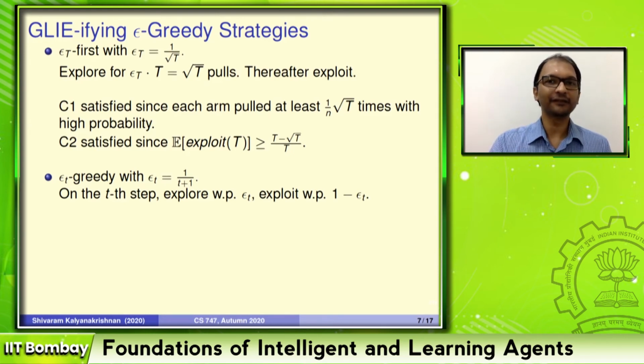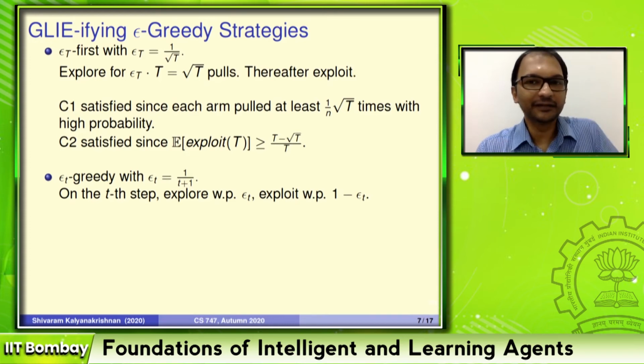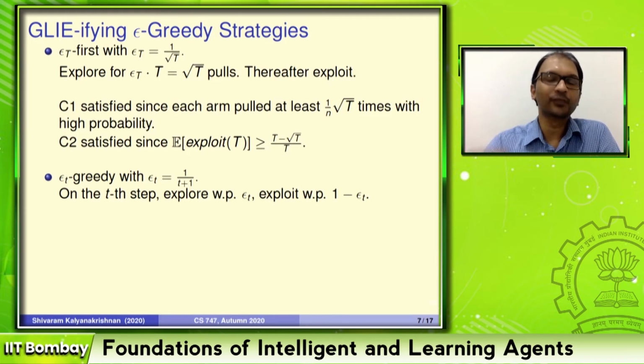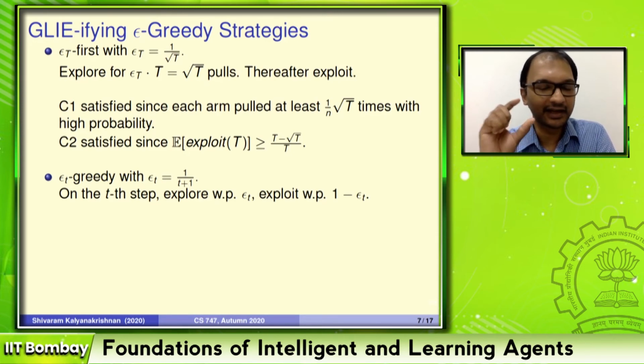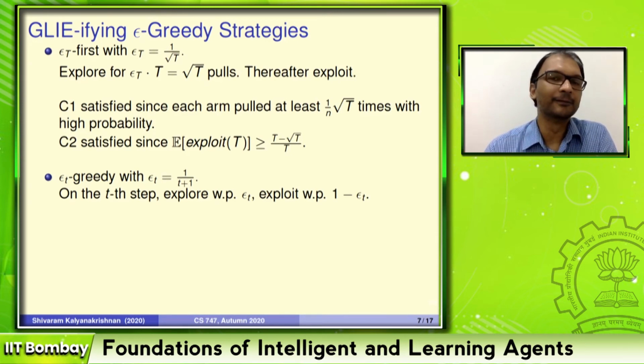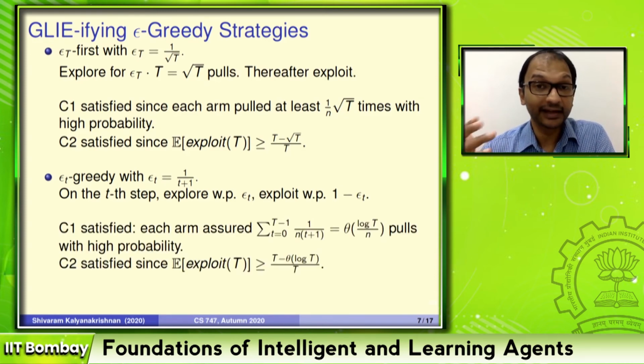Okay, so a rough rule of thumb is that epsilon_t needs to decrease with time, but there are multiple functions that decrease with time, right? Some of them will work, some of them will not work. So we'll get to that. But the algorithm itself is this. With probability epsilon_t, you pull arms uniformly at random. With the remaining probability, 1 minus epsilon_t, you exploit, which means take an arm that has the highest empirical mean and you pull that arm. So will this satisfy the GLIE conditions? It will. Okay, so C1 is satisfied, right?